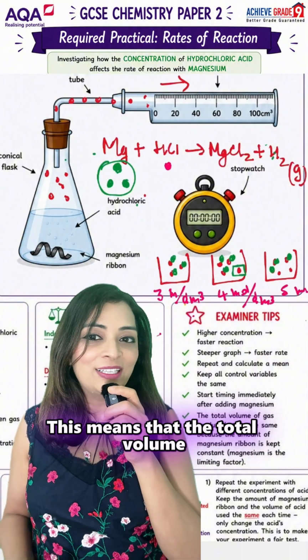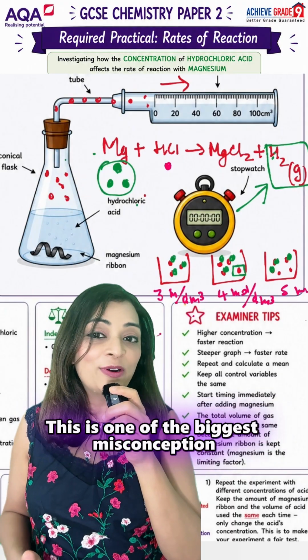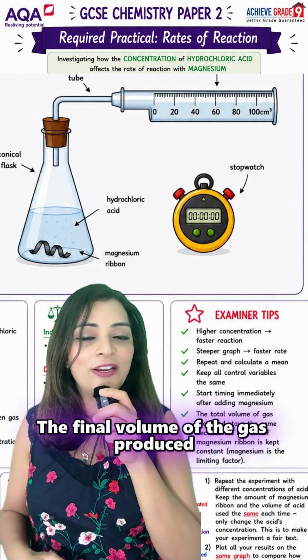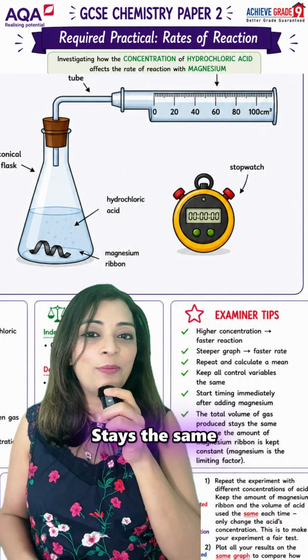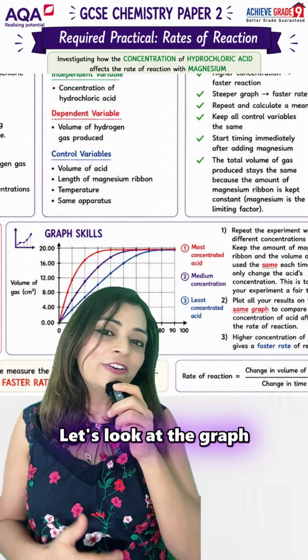This means that the total volume of hydrogen gas produced remains the same. This is one of the biggest misconceptions students have. Increasing the concentration does not increase the final volume of the gas produced. The final volume stays the same because magnesium is my limiting reactant. I hope this makes sense. Let's look at the graph.